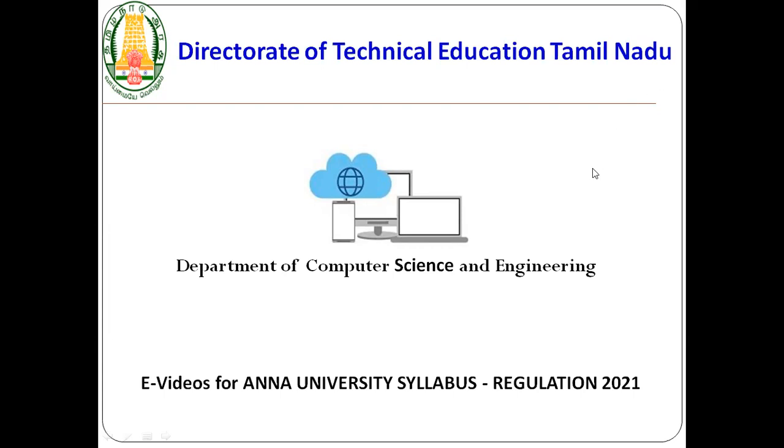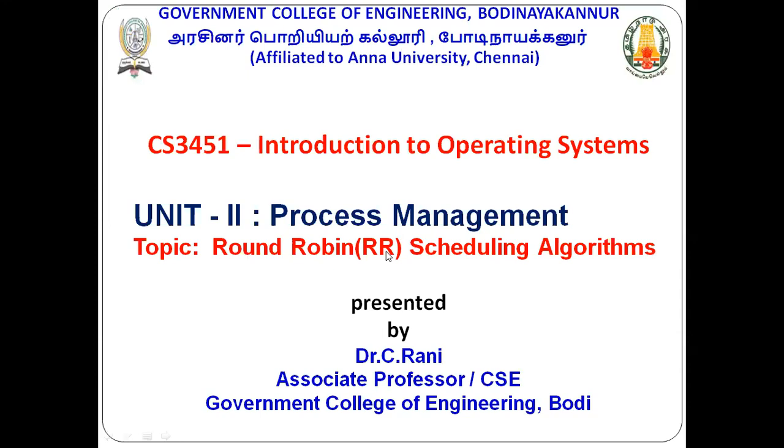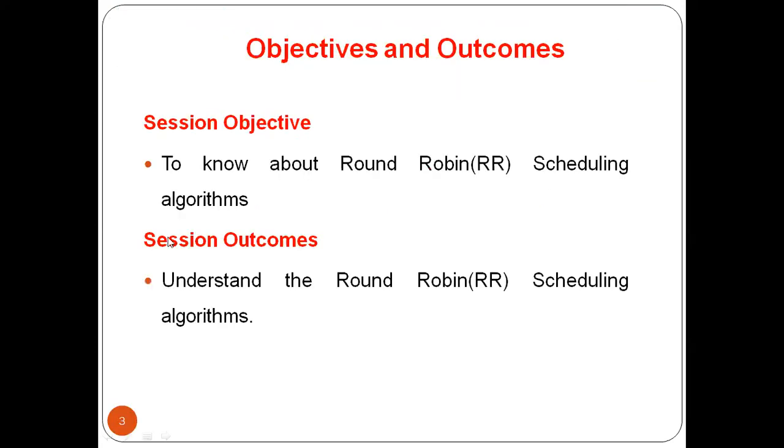Today we are going to see the session on the topic round robin, that is RR scheduling algorithms from the second unit process management in the course CS 3451 Introduction to Operating System. Myself Dr. Sirani. The objective of today's session is to know about the round robin scheduling algorithm. The outcome of today's session, the students may be able to understand how the round robin scheduling algorithm is being applied.